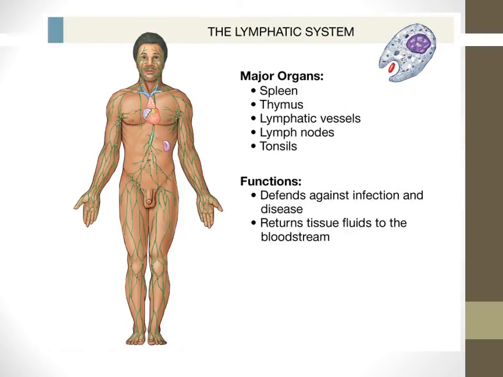Also, we have the lymphatic system, which comprises the spleen, thymus, lymphatic vessels, lymph nodes, and tonsils. These are the major organs of the lymphatic system. The functions of the lymphatic system are to defend against infection and diseases, and also to return tissue fluids to the bloodstream.